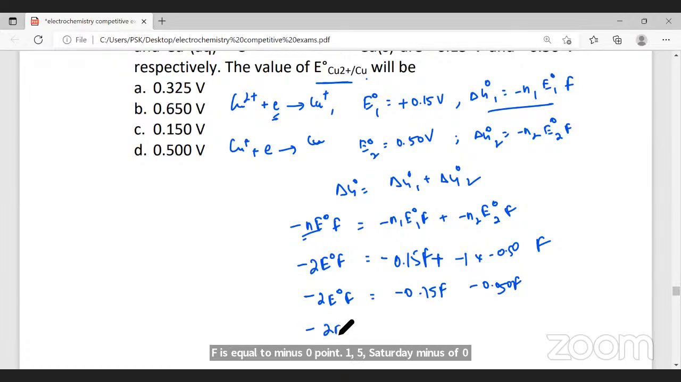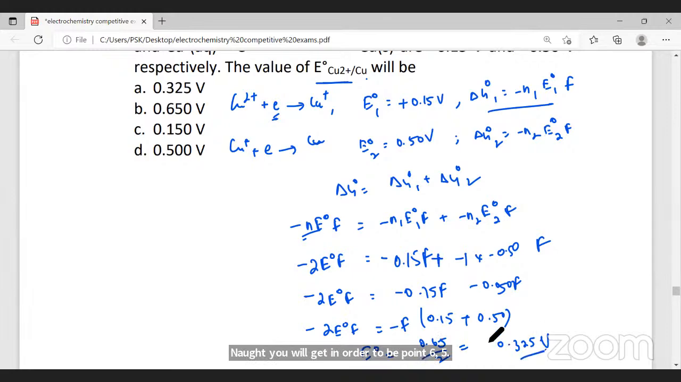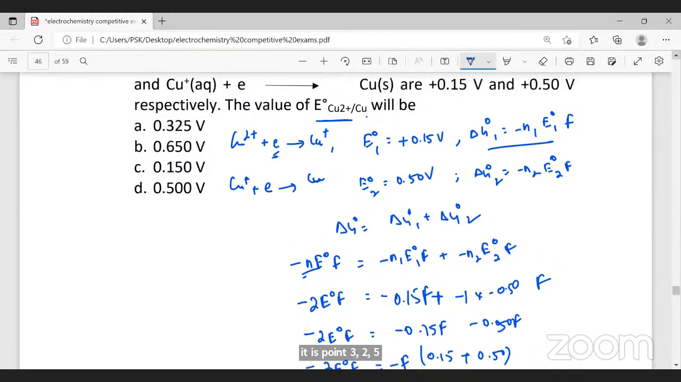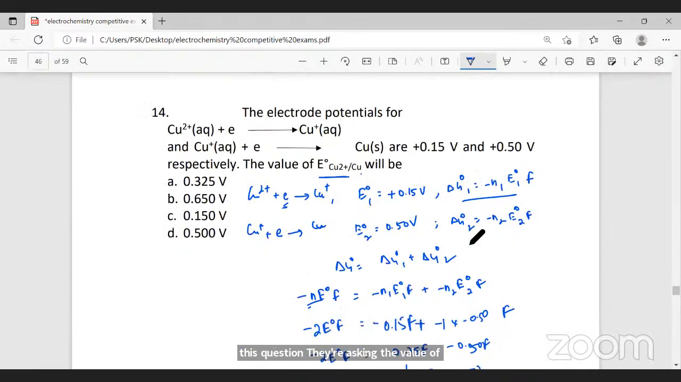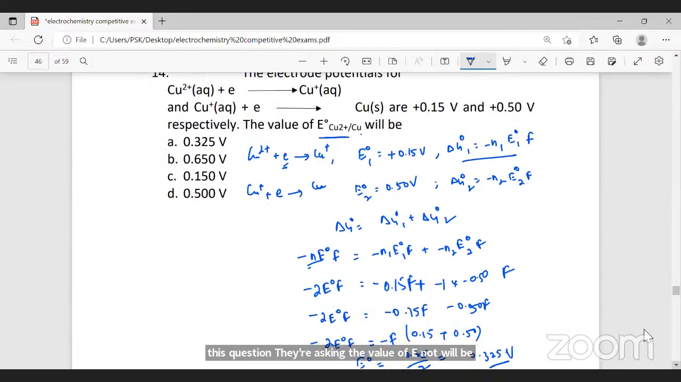So minus 2 E naught F is equal to minus F, taking F common, times 0.15, and minus into minus becomes plus 0.50. F and F will get cancelled. On simplification, E naught is 0.65 divided by 2, which is 0.325 volts. It's only mathematics. The answer for this question, the value of E naught, will be 0.325 volt. Hence the answer for this question is option A.